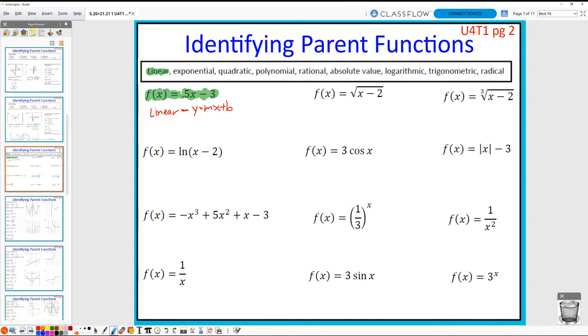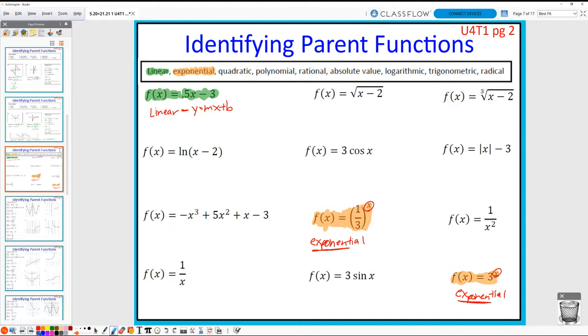Okay, I'm going to go through one by one. Let's go down to exponentials. Exponentials have the variable in the exponent. So I hope that helps you recognize what an exponential function looks like. You'll notice that I have two here because in both of them my variable x is in the exponent of my function. So exponential, where the x is in the exponent.